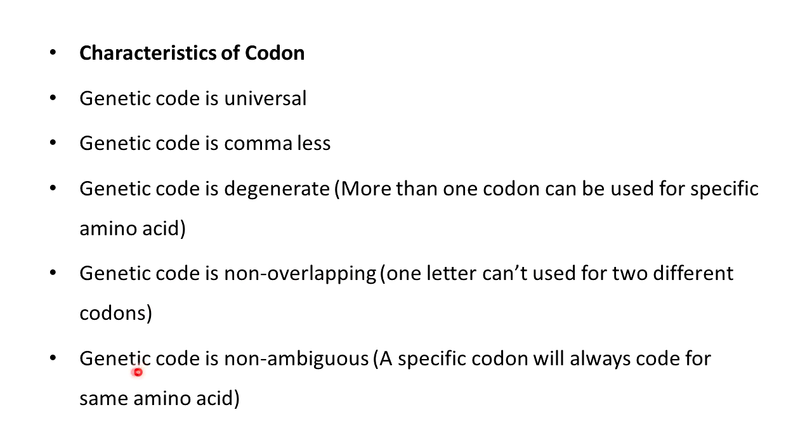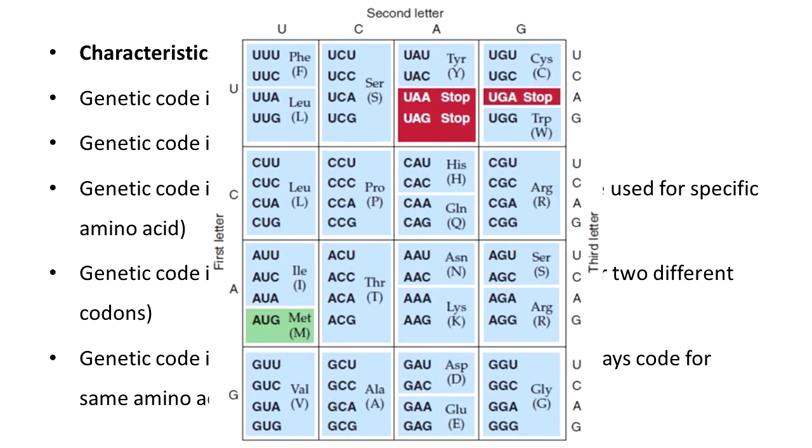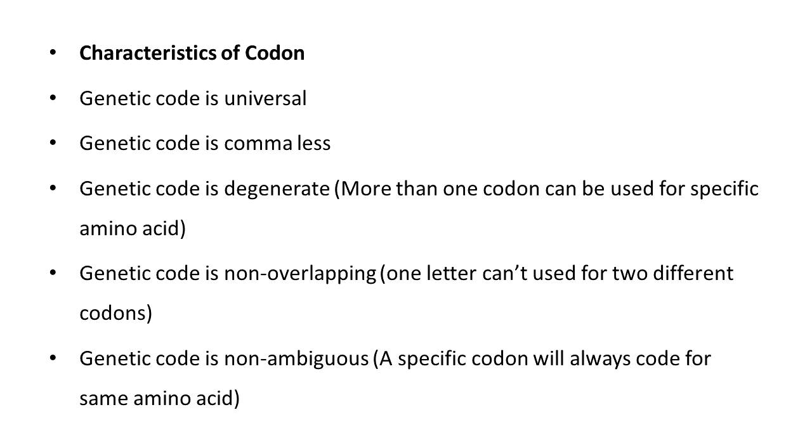The next one is that the genetic code is non-ambiguous. It means that a specific codon will always code for the same amino acid. So here in this table, for example, AUG will always code for methionine, and above that AUG, AUA is there, which will always code for isoleucine, and below the AUG, there is GUU that will always code for valine. It means that the genetic code is non-ambiguous. So a specific codon in this table will always code for a specific amino acid.